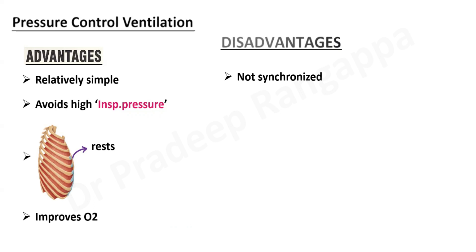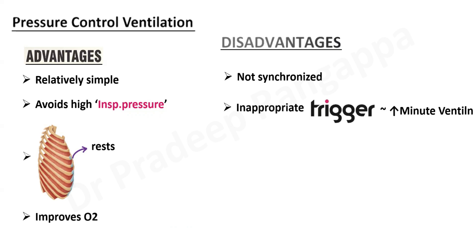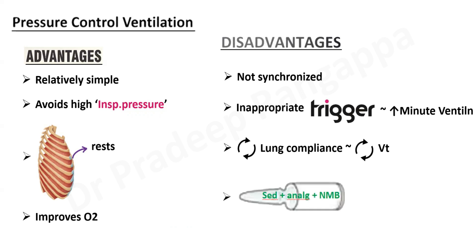Disadvantages, like in volume control, it's not synchronized. Inappropriate trigger leads to increased minute ventilation. Changes in lung compliance can lead to changes in the tidal volume because you do not have control over the tidal volume. We have control only on the pressure. And again, like in volume control, you need increased amounts of sedation, analgesia, and neuromuscular blocker to have a good synchrony between the patient and the ventilator, because here also the patient can lead the ventilator. So that is about pressure control.